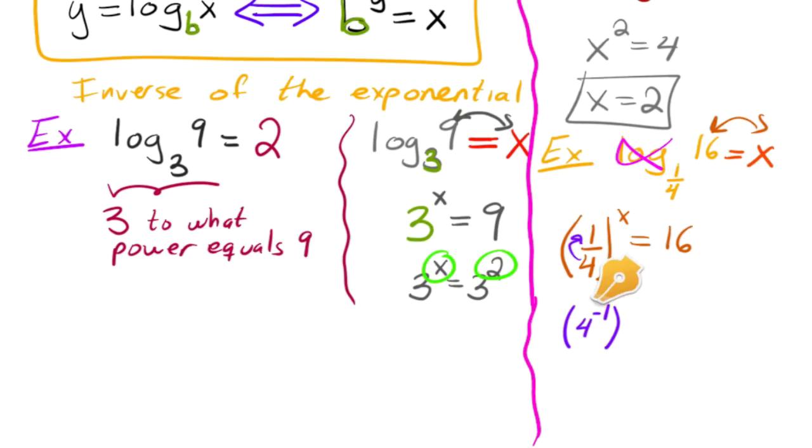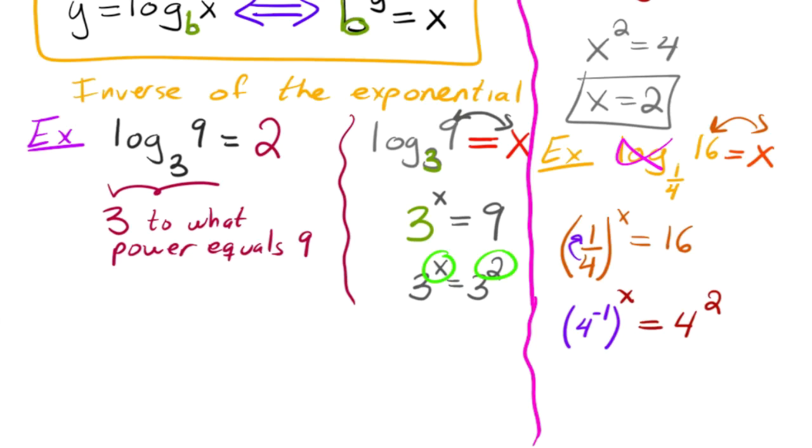And then all of this is raised to the x, and this is equal to 16. But since I have a 4 on the left side, might as well change this, instead of 16, I can write it as 4 to the 2nd power. Kind of similar to what I did over here where the bases are the same. Similar here, I want to make the bases the same.